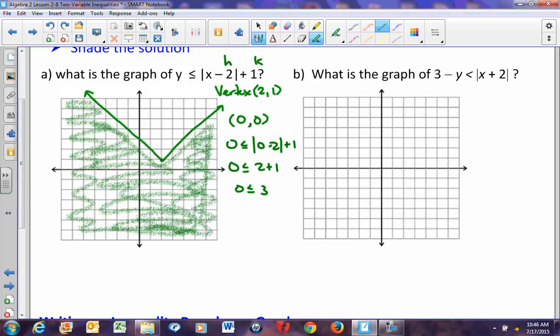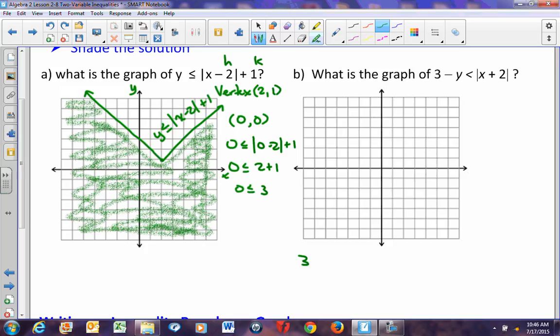And then the last thing we're going to do is make sure that we label my equation: y is less than or equal to the absolute value of x minus 2, plus 1. I do have it. Sometimes your graphs are not in y equals form. When they're not in y equals form, you must get them into y equals form. For example, letter B here is not in y equals form.